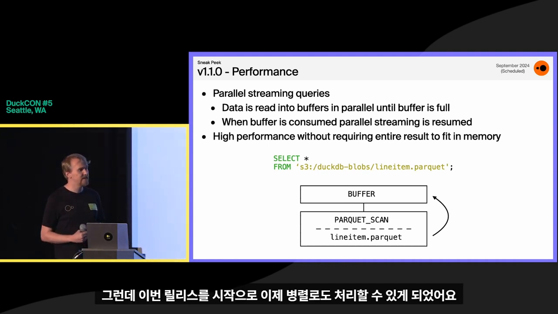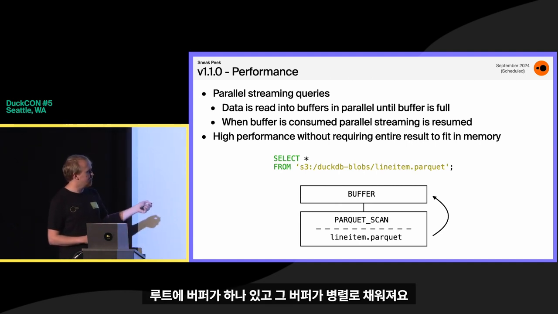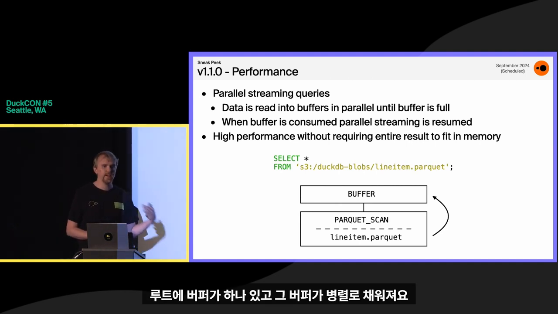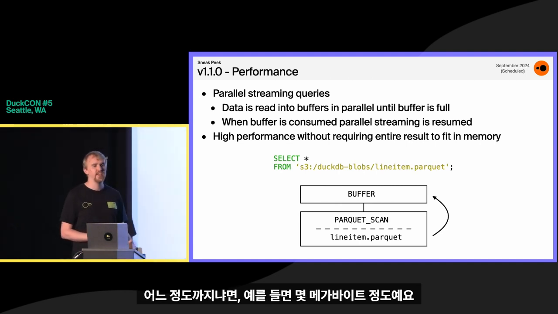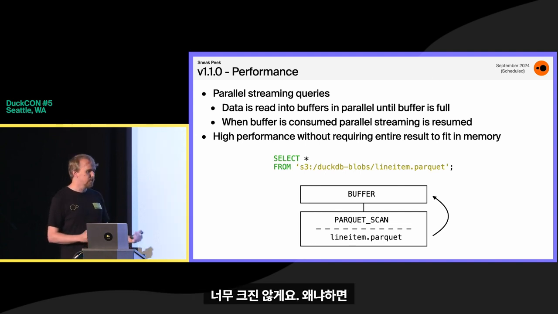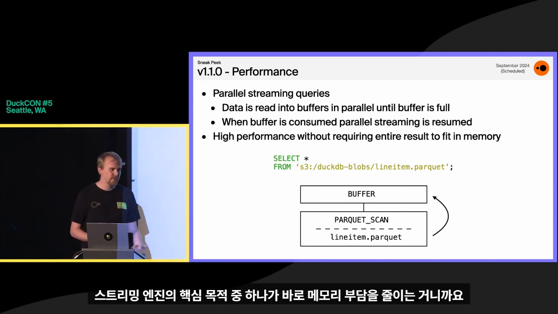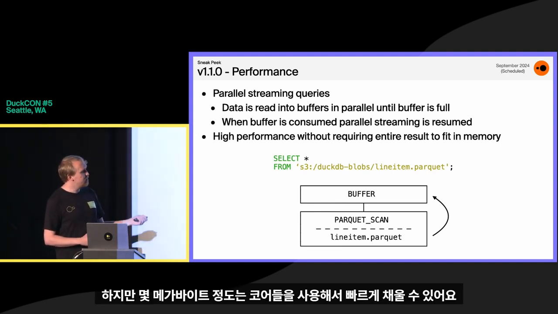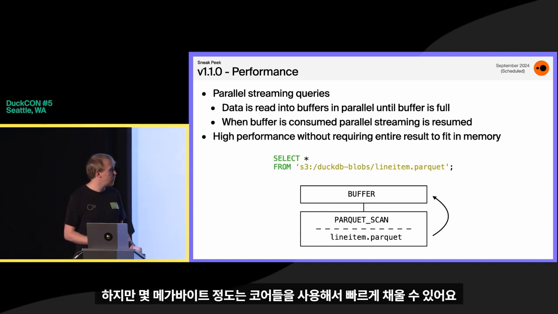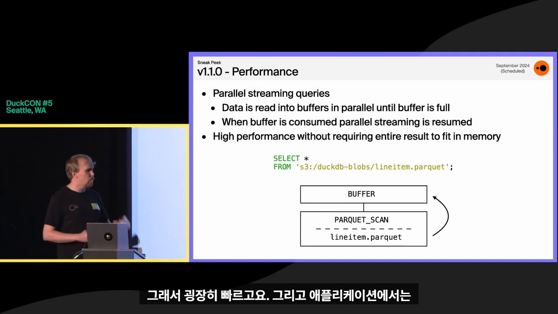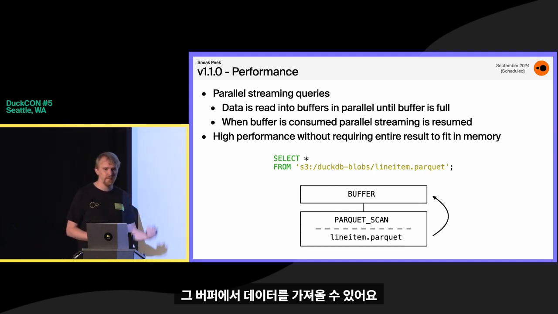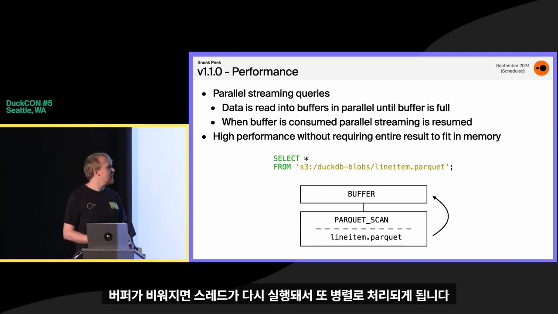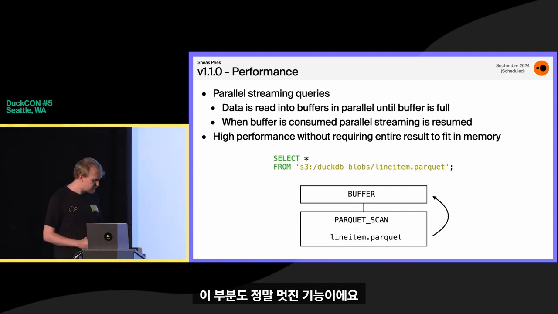So starting with this release, this will also be able to be done in parallel. The way that works is that there's a buffer at the root that is filled up in parallel up to a certain amount, let's say a few megabytes. Nothing too large, because the whole point of the streaming engine, or one of the main purposes, is to reduce memory pressure. But we can fill up a few megabytes using our cores. It's very fast. Then your application can pull data from that buffer, and as it empties, the threads will be launched again and will go in parallel again. So that's very cool as well.